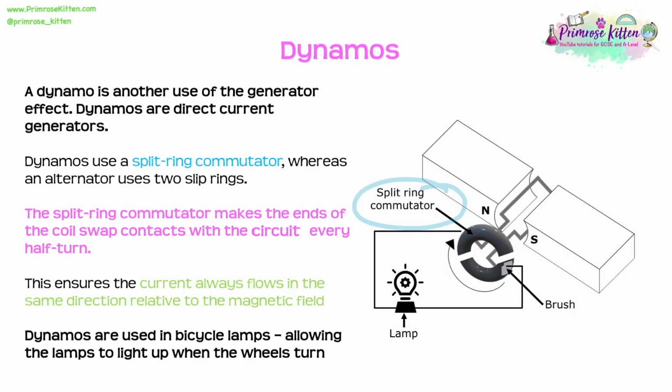And it's this that makes them generators of direct current rather than alternating current. An example of a use of dynamos is in some bicycle lamps. So as you're on your bike and you're pedalling away, the light will light up. And that is because these bicycle lamps might have a dynamo within them that generates electricity while you cycle.